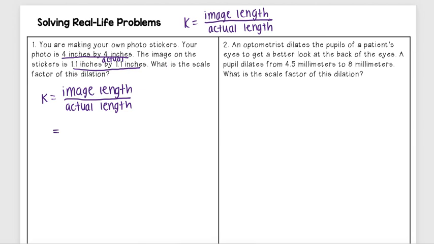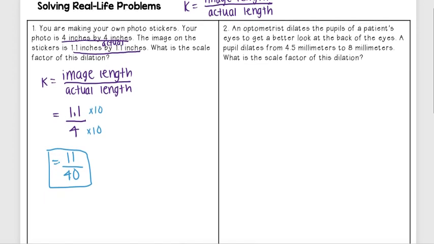Since my image is 1.1, I'm going to put 1.1 on top. And then my actual length, the original photo, was 4 inches. I don't like having a decimal in a fraction, so to get rid of that, I'm going to go ahead and multiply top and bottom by 10. And so I get that my final answer is 11 over 40.